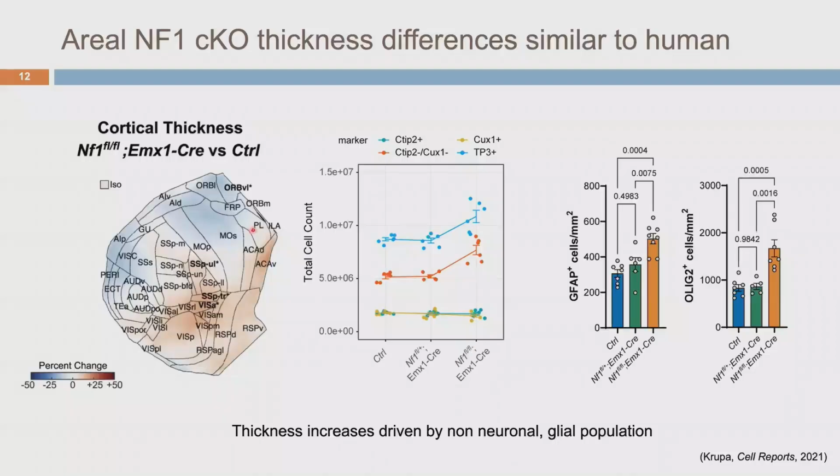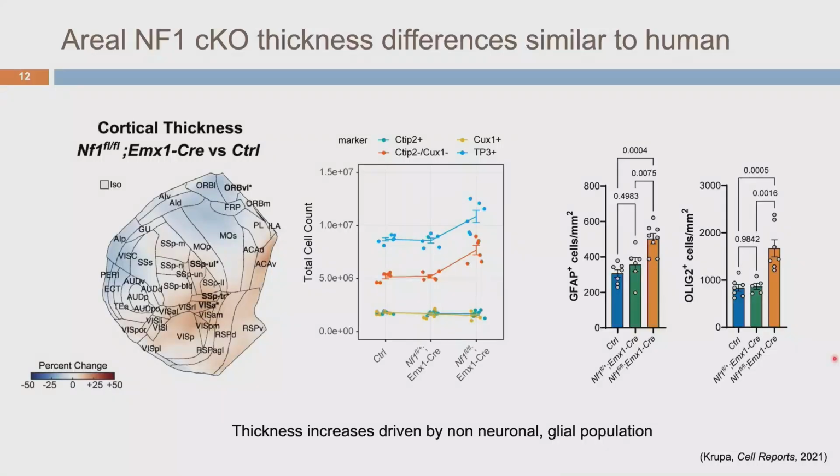Next, we found that the overall increased thickness was associated with increased cell count, as shown by these TOPRO3 here, but not from excitatory neurons, as shown by this CUX1 or CTIP2 positive, instead by non-excitatory neurons, which must be glia. So in sections, we found that there was an increase in astrocytes, marked by GFAP, and oligodendrocytes, marked by OLIG2, that explain this increased thickness.